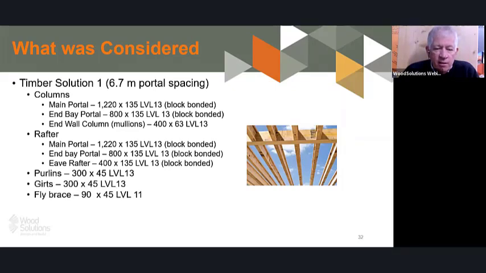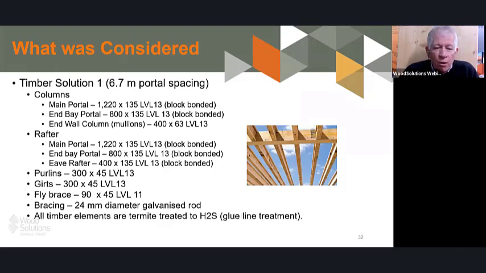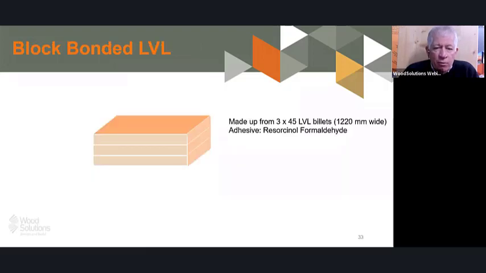Fly bracing is standard LVL again, and bracing was just 24 millimetre diameter galvanised rod, fairly typical for that application. All elements are termite treated H2S, which is a glue line treatment in the LVL. So a little bit about block bonded LVL.